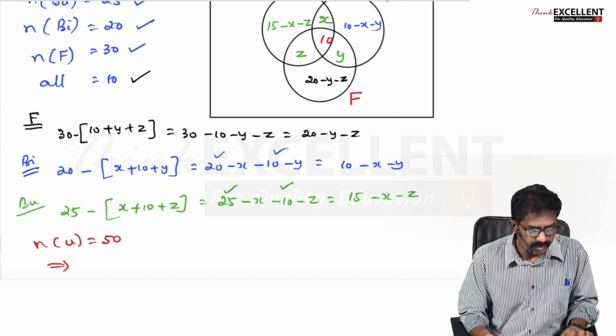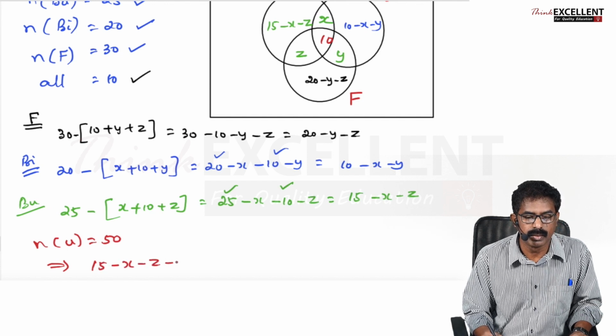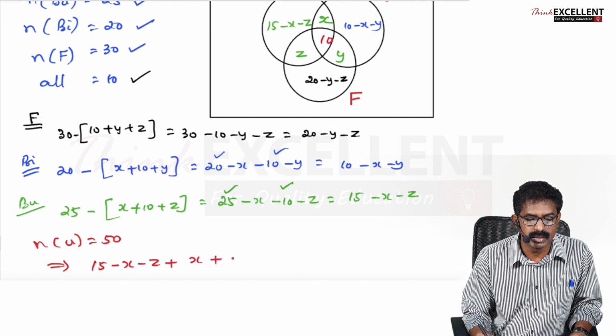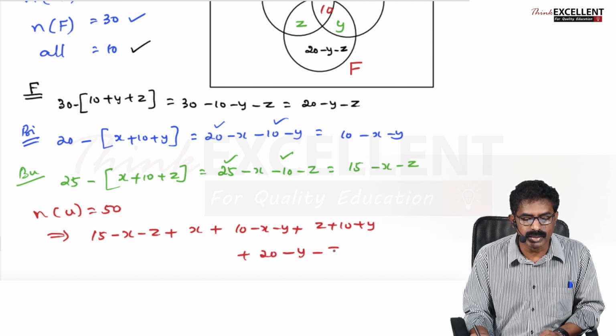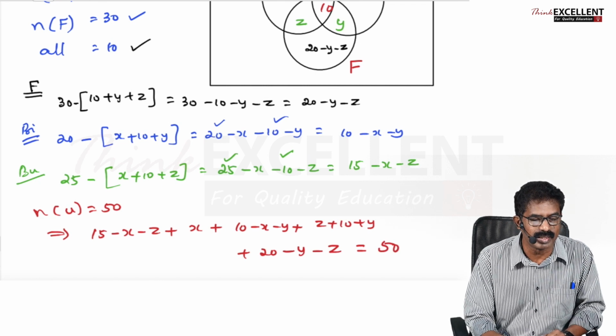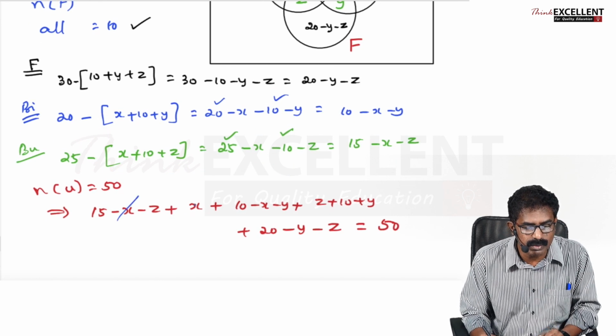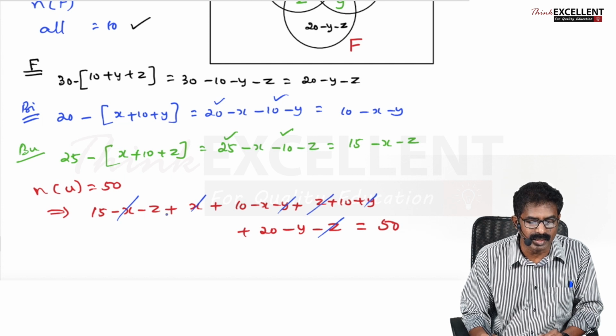First one is what? 15 minus x minus z plus we have x plus 10 minus x minus y plus, now come to the second row, z plus 10 plus y, plus one more, 20 minus y minus z. All these together, n of u, it is what? 50. Now we have to simplify this. Listen. Minus x plus x, minus y plus y, minus z plus z cancel, right?